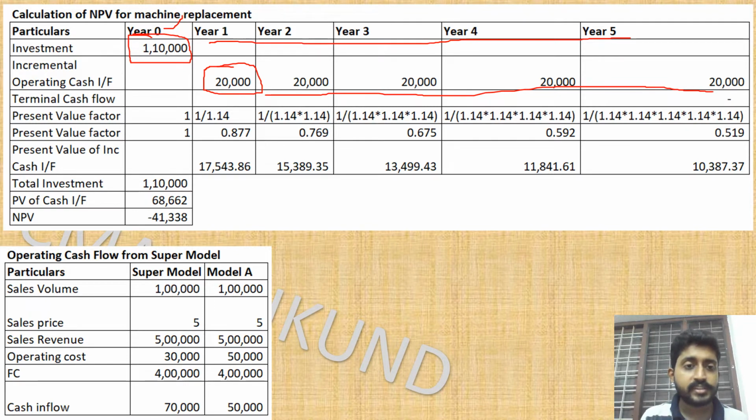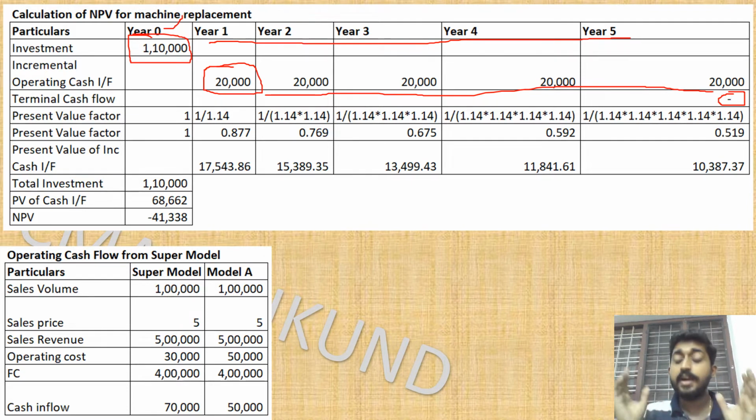Next, what is the terminal cash flow? They have not given any salvage value, but after 5 years, what is the value at which you can sell this investment or sell this super model? Those details are not given. So we are assuming that if we liquidate this asset at the end, there is no cash flow from that. So I'm taking it as 0.